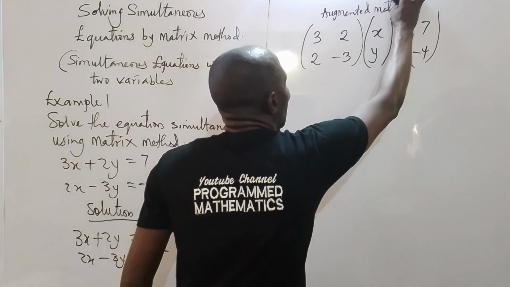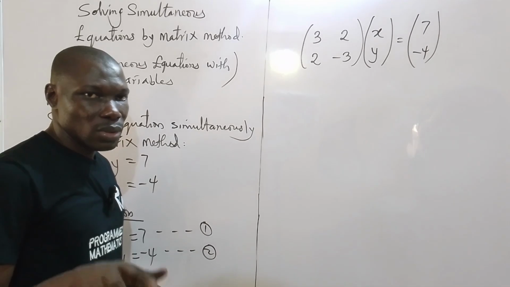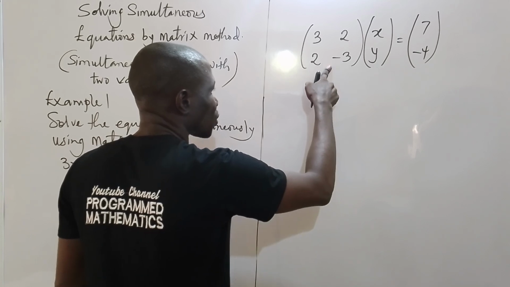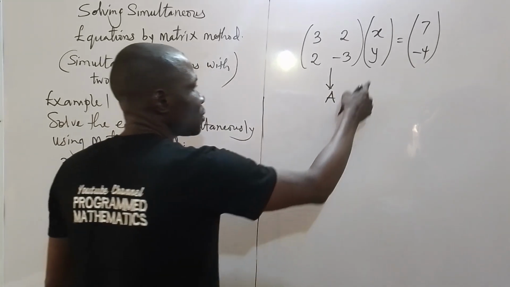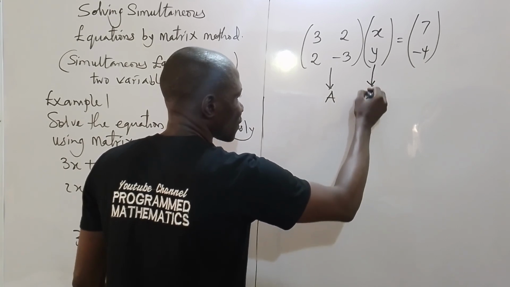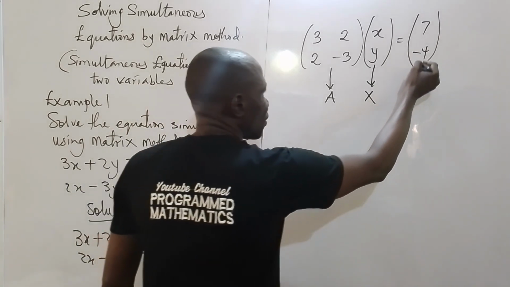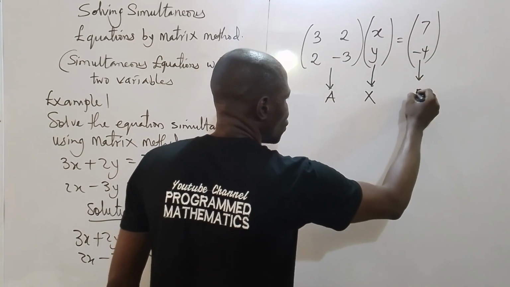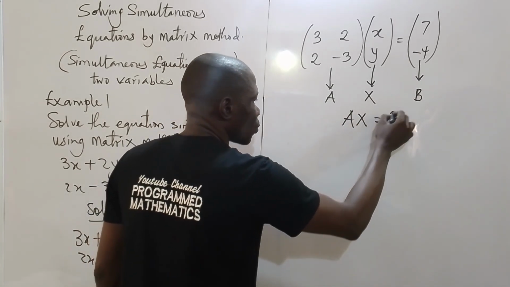Once we have that, how do we solve this using the matrix method? Look at the way it's going to be done. Let's take the matrix of the coefficients and call it matrix A. Then the matrix of the variables, let's call it matrix X, capital X. You can call it anything. The matrix of the results after the equal to, let's call it B. So in this case, what we have is AX equals B.